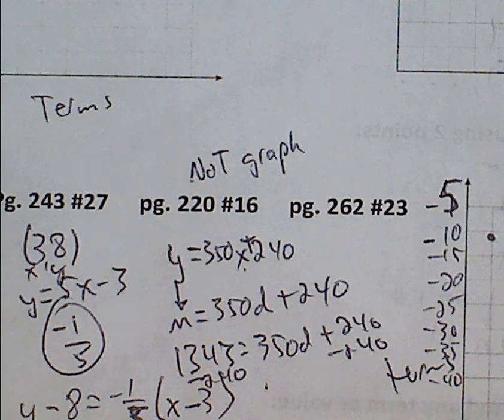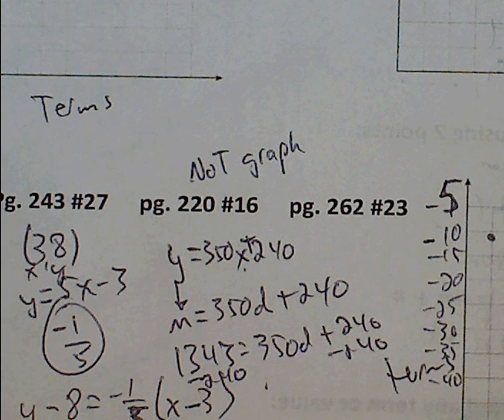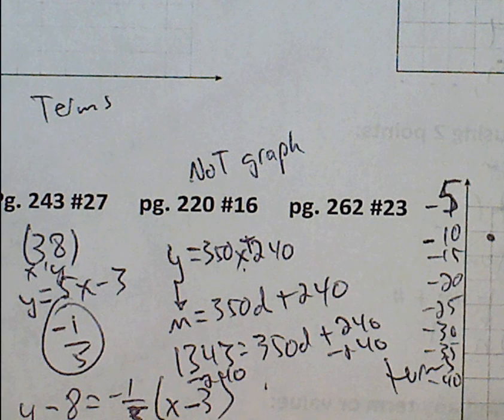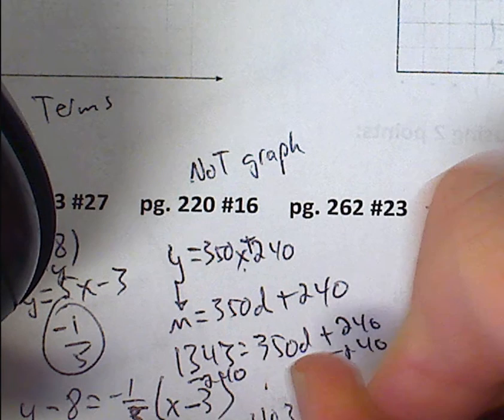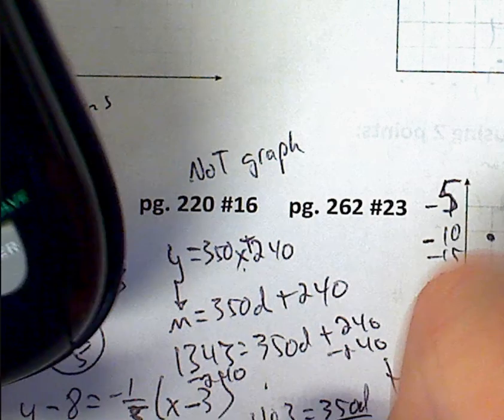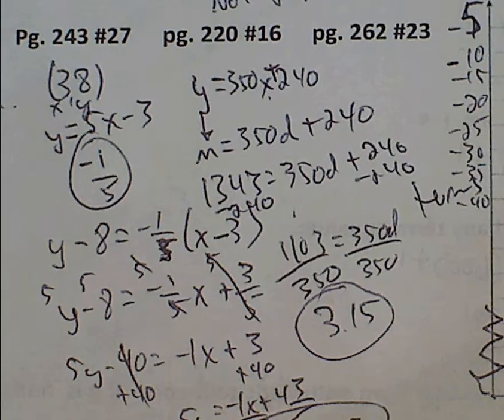So I have, subtract 240, so 1343 minus 240 gives me 1103, 350D. If I divide by 350, I get 3.15. So it's going to take her 3.15 days, a little over 3 days to travel that many miles. We got one more problem.